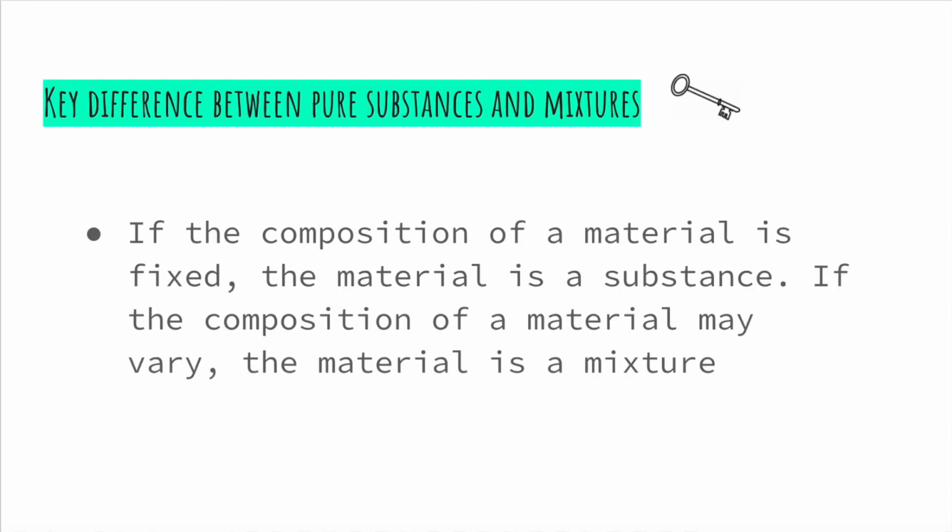Notice, if the composition of a material is fixed and uniform, we call the material a substance. If the composition of the material varies and has different properties, then the material is a mixture.